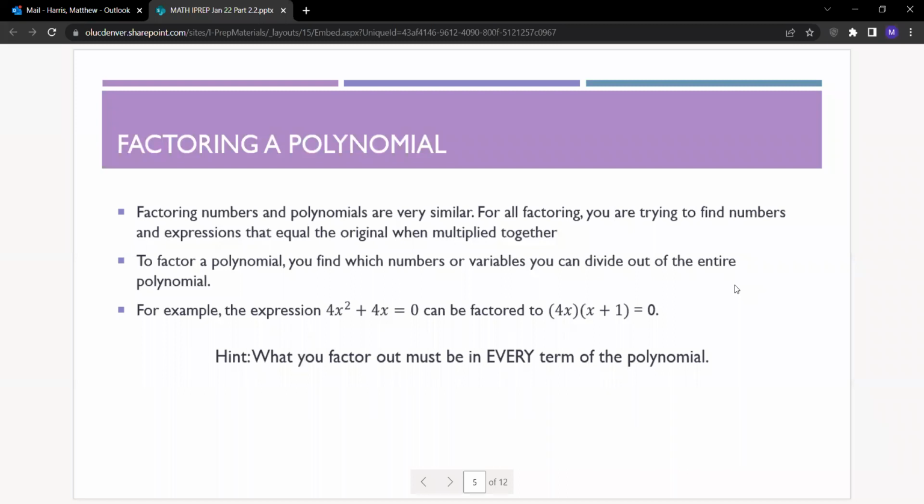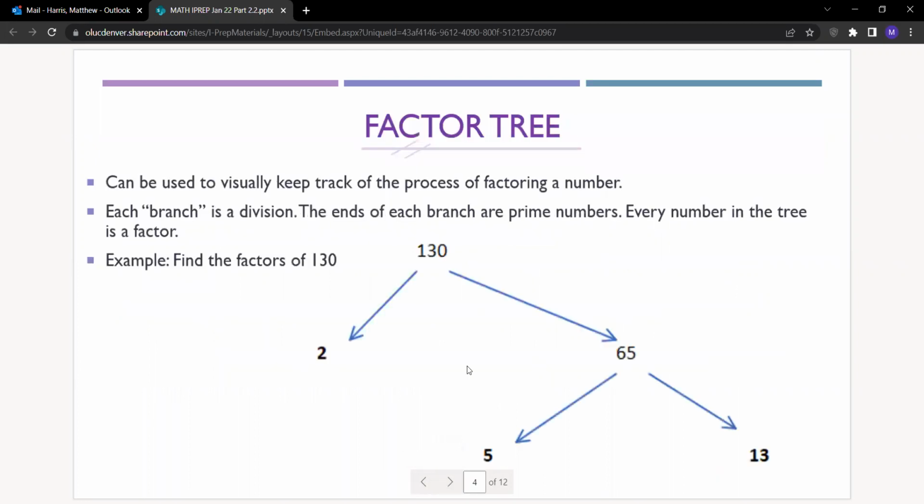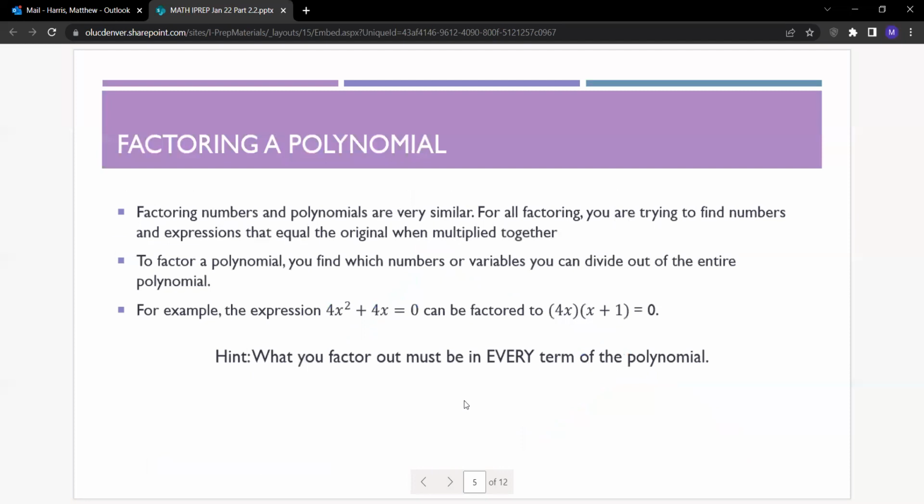So past factoring, kind of a more complex thing that we factor a lot of the time, besides just a number, is a polynomial. So when you're factoring numbers and polynomials, the process is going to be very similar. For all factoring, you're trying to find numbers and expressions that equal the original when you multiply them back together. Right? So on our last example, if you multiply together these correct numbers, you get 130: 2 times 65, 26 times 5, and 10 times 13.